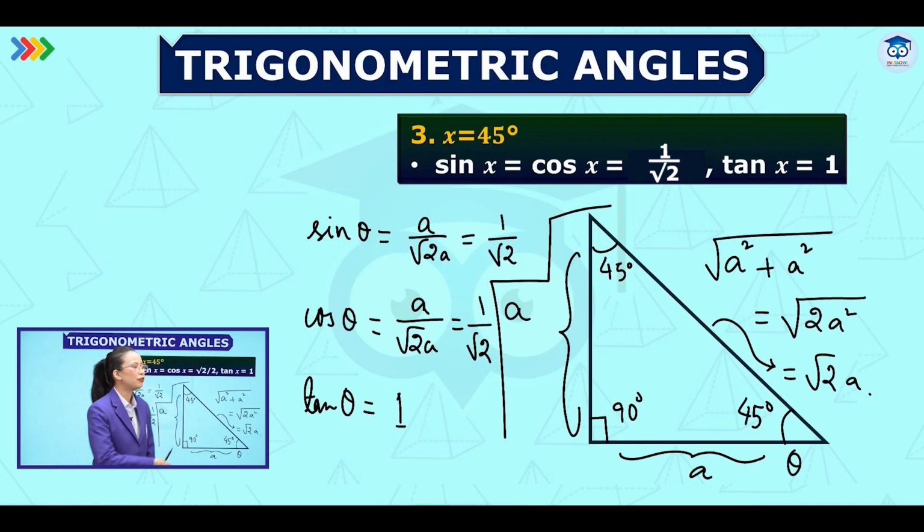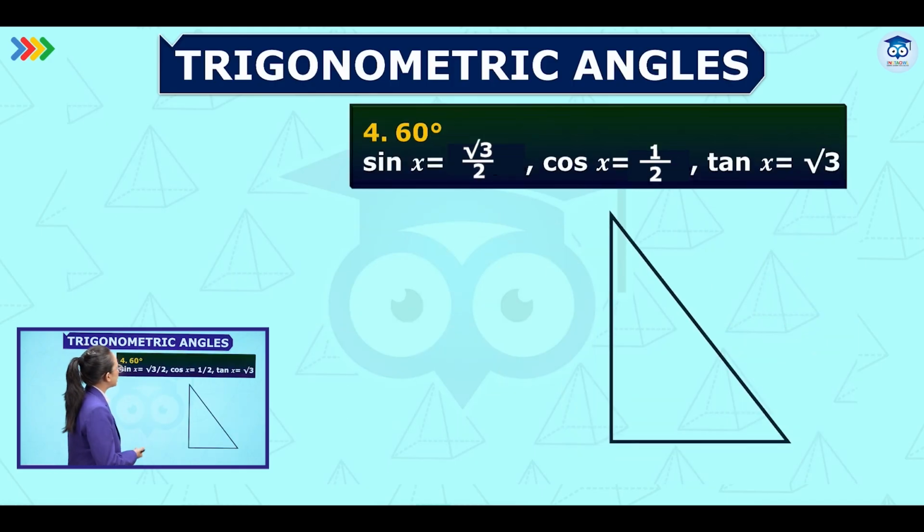Similarly, we can define for cosec. Cosec will be the reciprocal of this, so it becomes root 2. And for sec also it becomes root 2. And then cot becomes 1, because 1 upon 1 is 1. Okay. Next we have for 60.